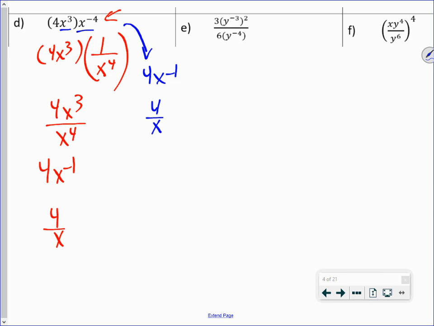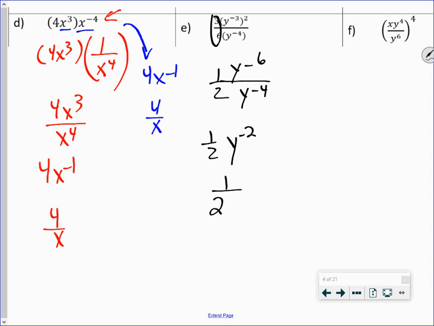For e here, where it's going to be a little trickier, we're going to have to raise the power to the power. So the first thing I'm going to do is simplify that. And then I'll get y to the negative 6 on the top, y to the negative 4th on the bottom. Then I subtract the exponents, and I'll get y to the negative 2. Negative 6 minus negative 4 is negative 2. So this will be 1 over 2y squared.